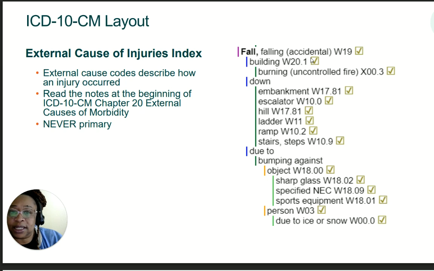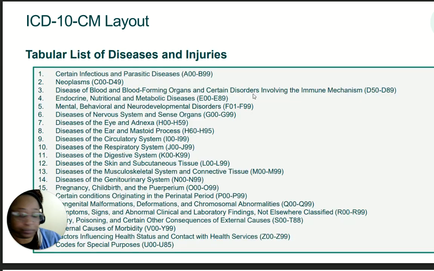So, for example, we have an external cause of a fall. The fall is accident, or we can see from building, burning building, fall down, escalator, hill, ladder, ramp, stairs. And then we have due to, bumping against, object, sharp glass, specified, sports equipment, person, due to ice or snow, and so forth. So just keep in mind, we're going to look for that actual main term, and then the subterm category for the actual code.